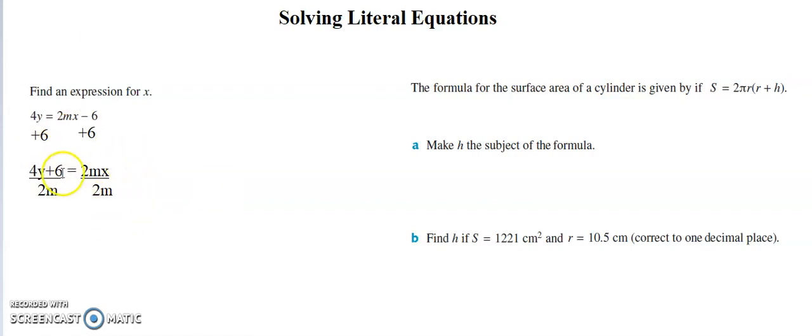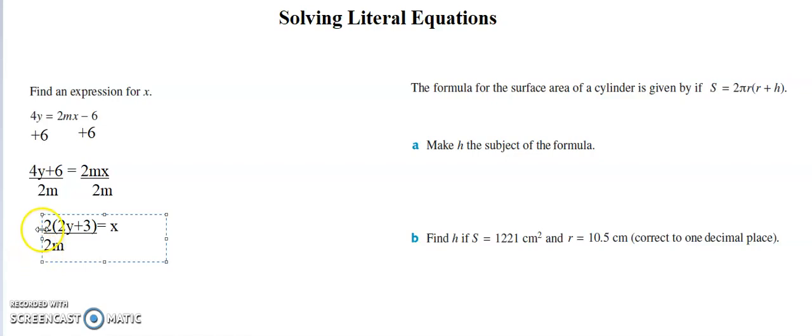So now I've done this, let's have a look at this equation. That leaves me on my right hand side with x. And on my left hand side, what I would like to do is take out a common factor. At the moment I can see I have a common factor of 2 on top. So it will be 2 in brackets, 2y plus 3, equals x. But I also need to make sure I'm still dividing it by 2m.